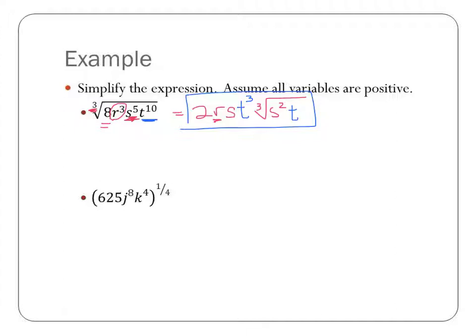4th root of 625 is a way to think about this one here. 4th root of 625 is 5. J to the 2nd, because you're taking 8 times a 4th. K to the 1st. That's all we're doing. Exponent to an exponent, you multiply.